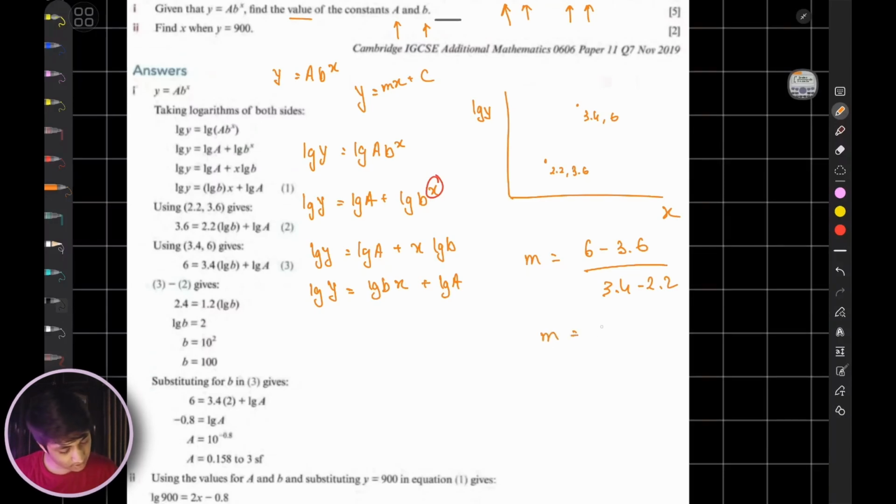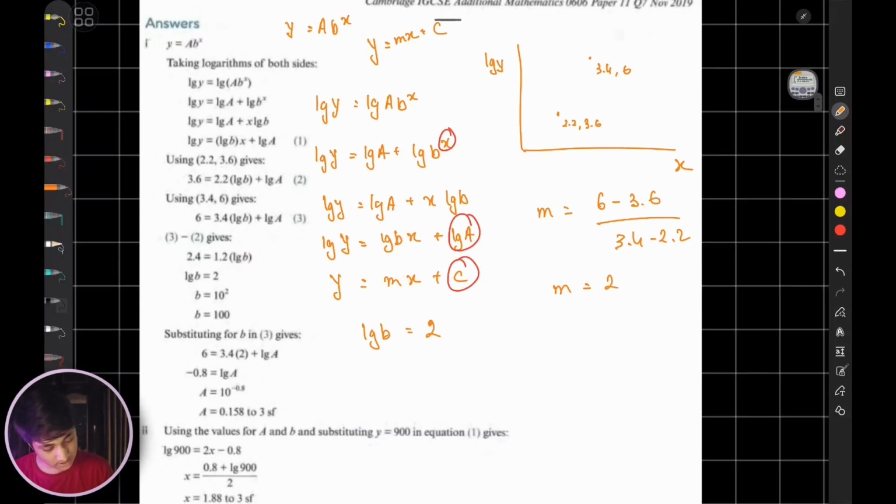Now, if we compare the 2 equations with y equals mx plus c, what is our gradient again? Log b is our gradient. Log a is our y-intercept. Fair enough. So we have found out the gradient. So can we say log b is nothing but 2? Yes, we can. So the value of log b is exactly 2. Now, can I find the value of constant b? Yes, I can. I can say b is nothing but 10 to the power of 2, which is going to be 100. So I've already found out the value of b. One of the constants I have found the value of. Great.